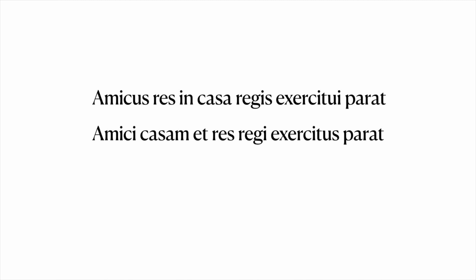But we could change that sentence. We could keep the words in the same place, but just change the endings, and we would have a brand new sentence, right? So we could have: amici casam et res regi exercitus parat. Amici casam et res regi exercitus parat. Right? So now we're saying the army prepares the home of the friend, and other things, or and things. We could have maybe added alias to make it other things, which would sound a little nicer. Anyway, the army prepares the house of the friend and the matters, or and the things, for the king, right?